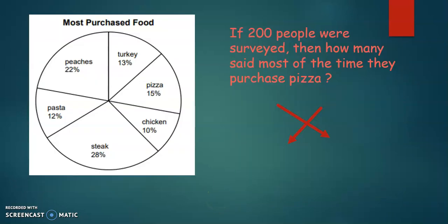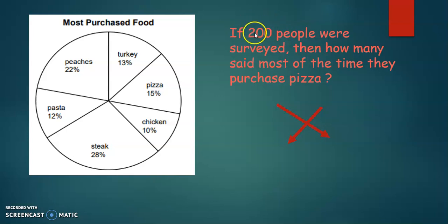Okay, so the problem that you're going to be most often solving for circle graphs is it's going to give you the circle graph. It's going to tell you how many people there were, and it's going to ask you how many specifically was this section. So for example, if 200 people were surveyed, then how many said most of the time they purchased pizza? Okay, so you don't want to know 15%. We're not asking for the percentage. We're asking how many people out of that original 200 total.